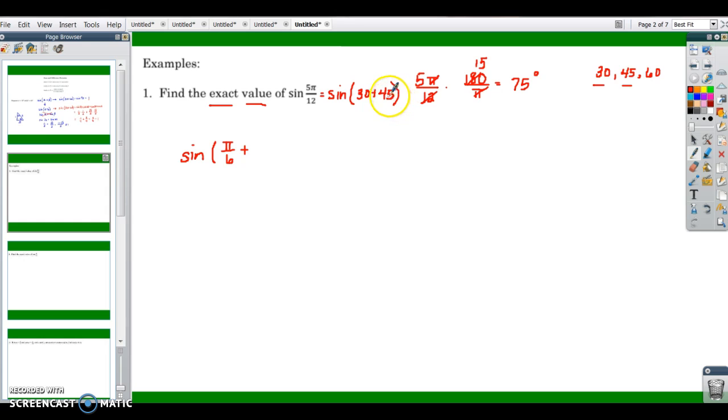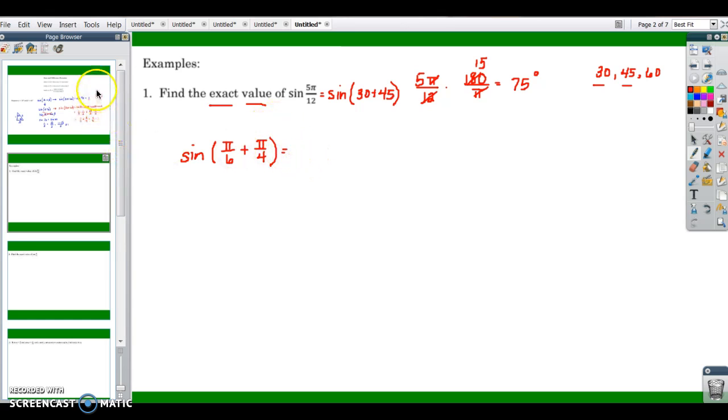45 goes into 180 4 times. So 45 is pi over 4 radians. And so pi over 6 plus pi over 4 would equal 5 pi over 12. If you get a common denominator and add those, you get 5 pi over 12. Now I can apply my formula.